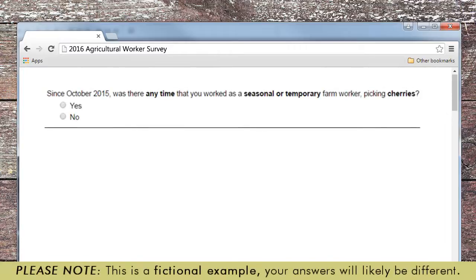The survey's first question asks, since October 2015, was there any time that you worked as a seasonal or temporary farm worker picking cherries? Because I picked cherries in July 2016, I would respond yes. If not, it would be no to question 2. If you did not pick cherries or apples at any point during the past season, you would be done with the survey.